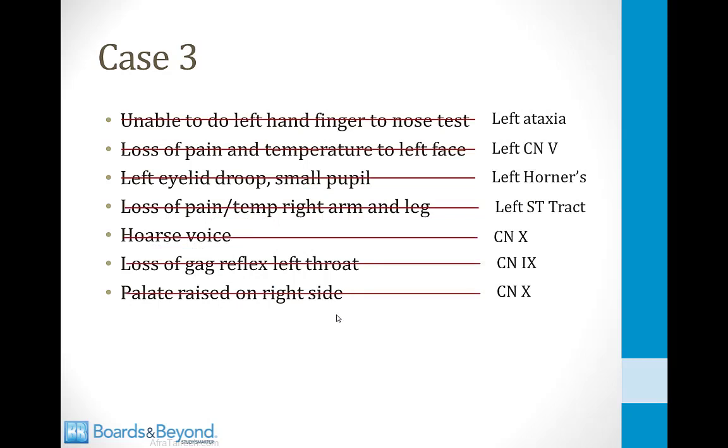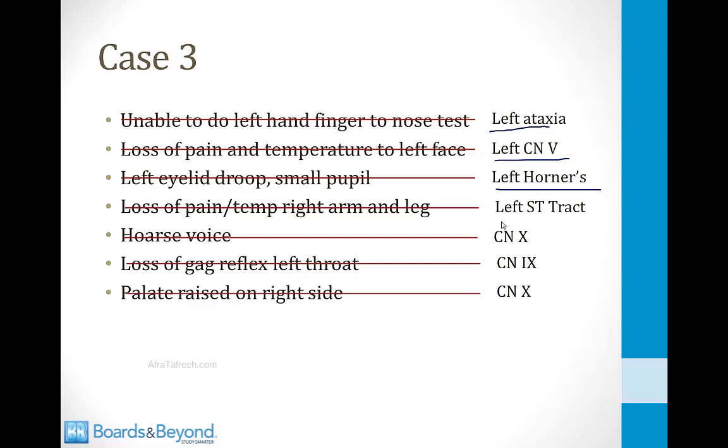So what I've done here is cross out each of those symptoms and write over it what it means. So the left hand finger to nose testing is a test of your cerebellar system. So if you can't touch your nose and then touch a physician's finger and go back and forth, that means you have ataxia on that side of the body. So that's left ataxia. Loss of pain and temperature to the left face is an issue with cranial nerve 5. The left eyelid droop and the small pupil is a Horner syndrome on the left side. Because the eye's involved, it might trick you and you might think this is an ocular motor problem in the midbrain, but it's actually a Horner syndrome.